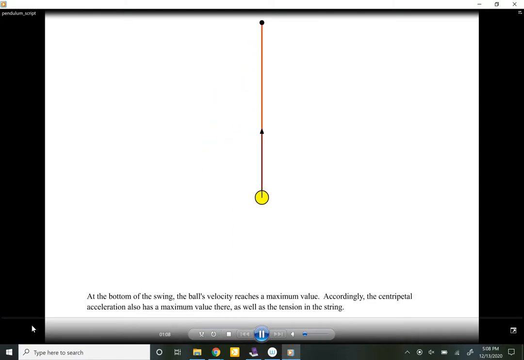At the top of the swing, where the ball's velocity is momentarily zero, the centripetal acceleration is also zero. There is no tension in the string at that moment. At the bottom of the swing, the ball's velocity reaches a maximum value. Accordingly, the centripetal acceleration also has a maximum value there, as well as the tension in the string.